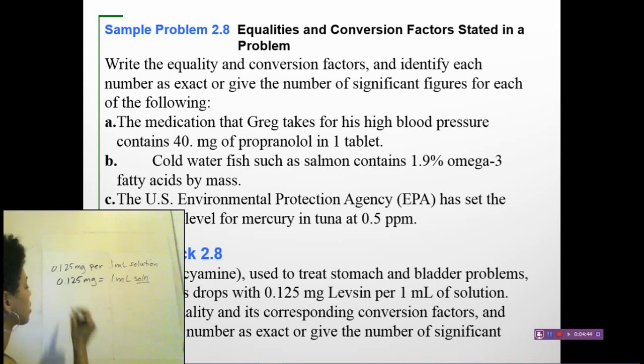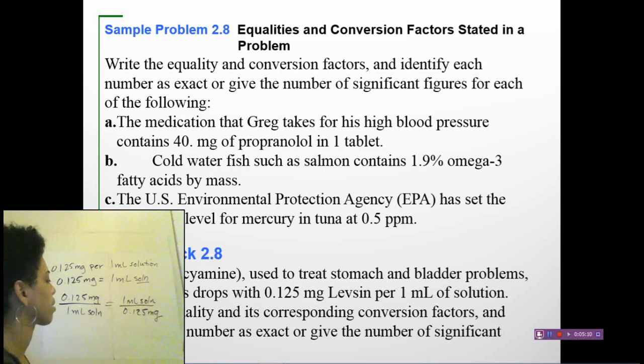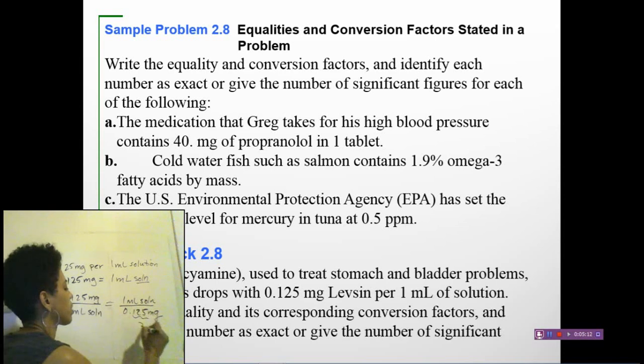So for our conversion factors, you know what? We didn't talk about how many sig figs we had in our other problems. We'll do it in this one. So that's 0.125 milligrams over 1 milliliter of solution, and 1 milliliter of solution over 0.125 milligrams. And we have here 3 sig figs.